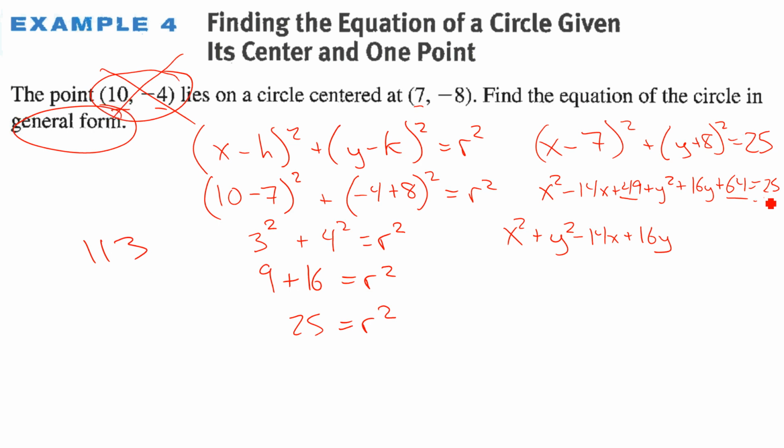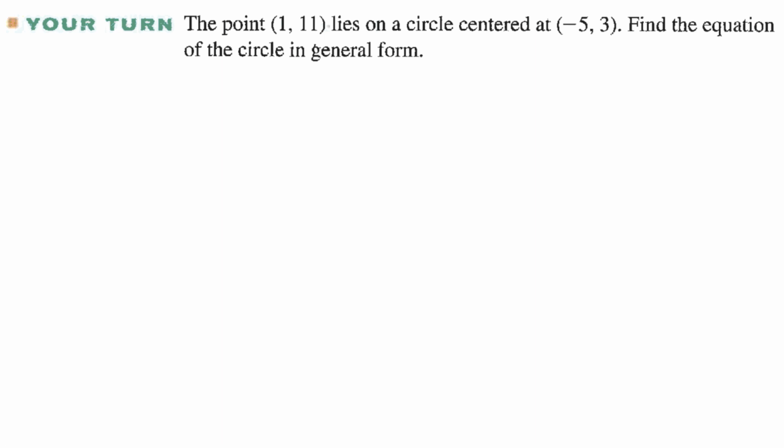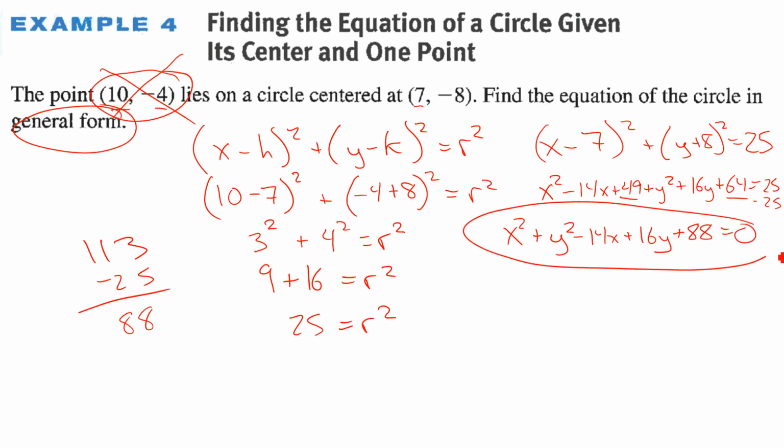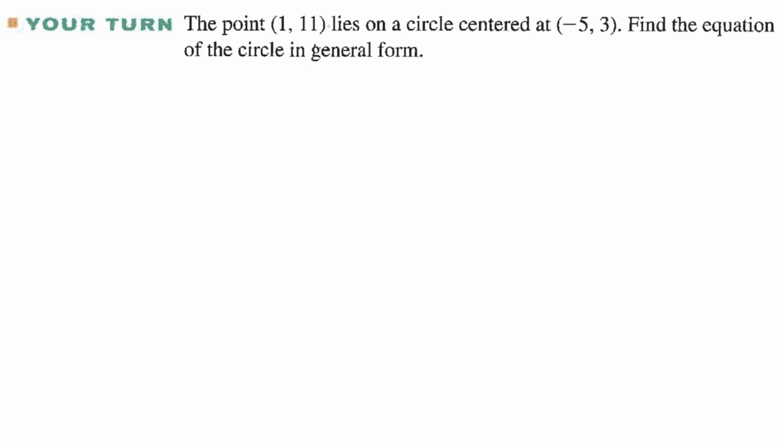We need to bring this over, minus 25, minus 25. And so that would be 113 minus 25 would be 88. So plus 88 equals 0. That is the general form of that circle. Your turn.